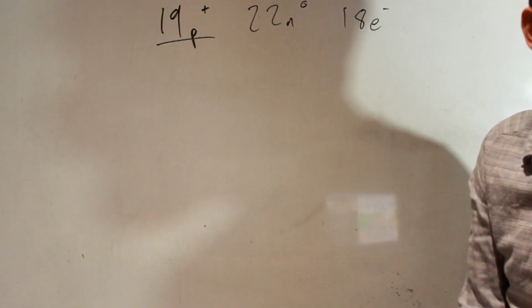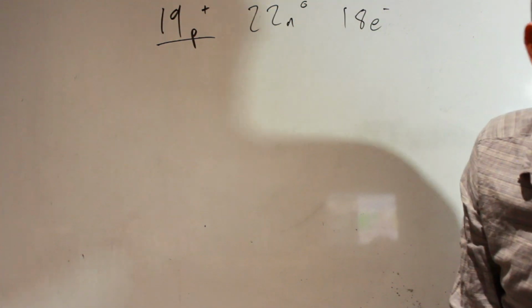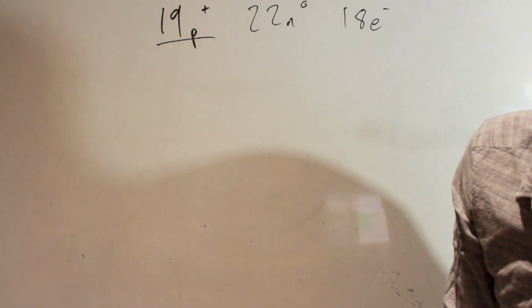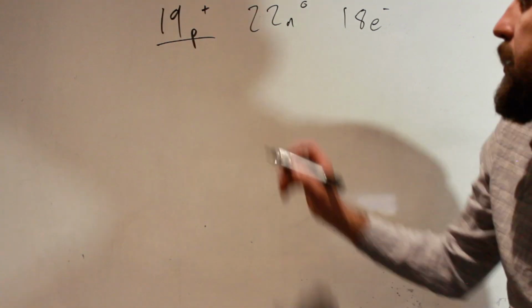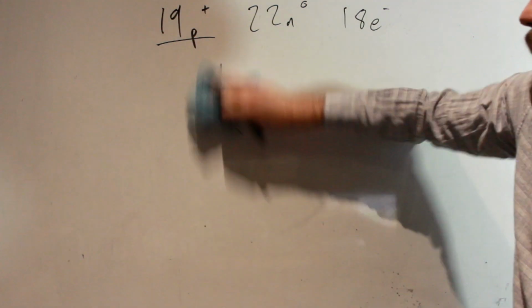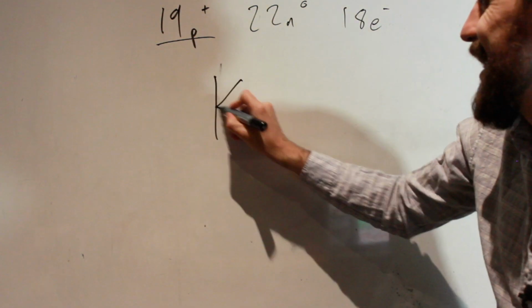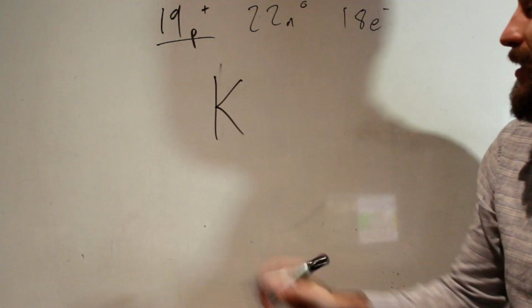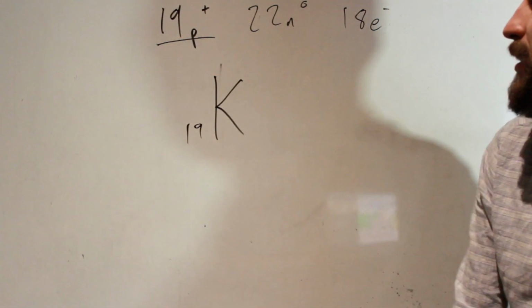protons will tell us what element it is, because the number of protons is fixed for any given element. It's unique to that element. So I look up atomic number of 19 and I end up with a potassium. So we're going to have a K. Let's try that again. We'll have a K like that. So it's some sort of potassium species. Next, and I'll do a little 19 there because I'll put my atomic number there.